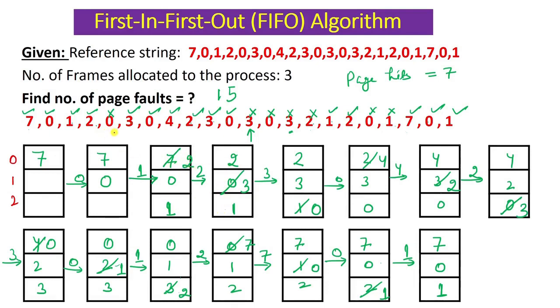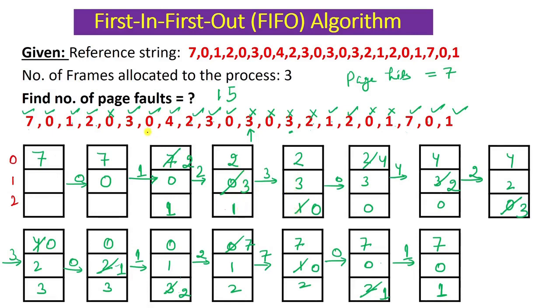After that when you encounter 0, 0 is already present, so it is a page hit. When you encounter 3, you have to replace one of the pages because 201 has occupied all the 3 frames. Which page should be replaced by 3? 7 was the first page that was replaced. Now 0 will be the next page replaced according to FIFO, because this is the next page which came after 7. So 0 will be replaced by 3 and my new content will be 231.